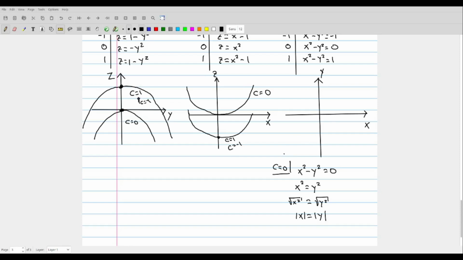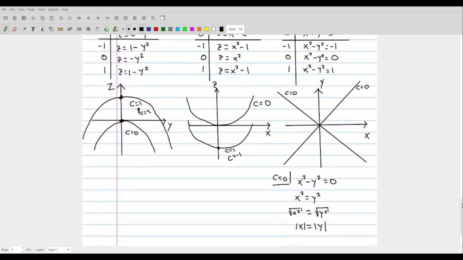And specifically what that gives me then is the curve y equals positive x and the curve y equals negative x. So all of the points that are on here satisfy c equals 0. This is the cut of this surface when z equals 0. And the other two curves are actually the defining relationships for what are called hyperbolas.